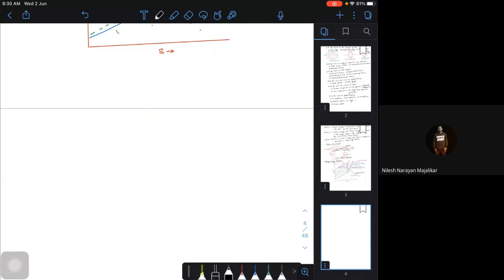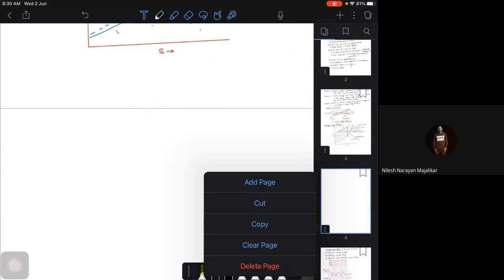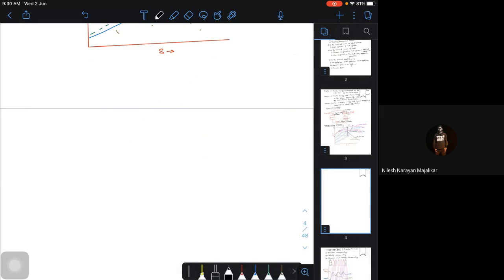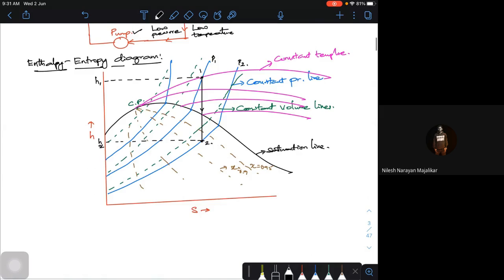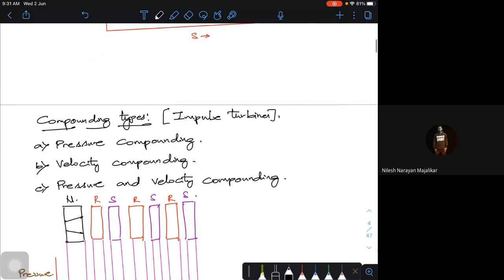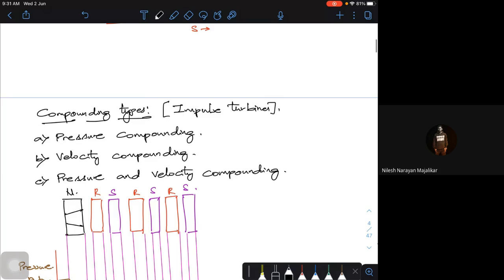Why do we do compounding in steam turbines? I have different types written here. Compounding in steam turbines. Why do we do compounding in steam turbines? Can anyone tell me why we do compounding? You have studied it in your earlier courses.